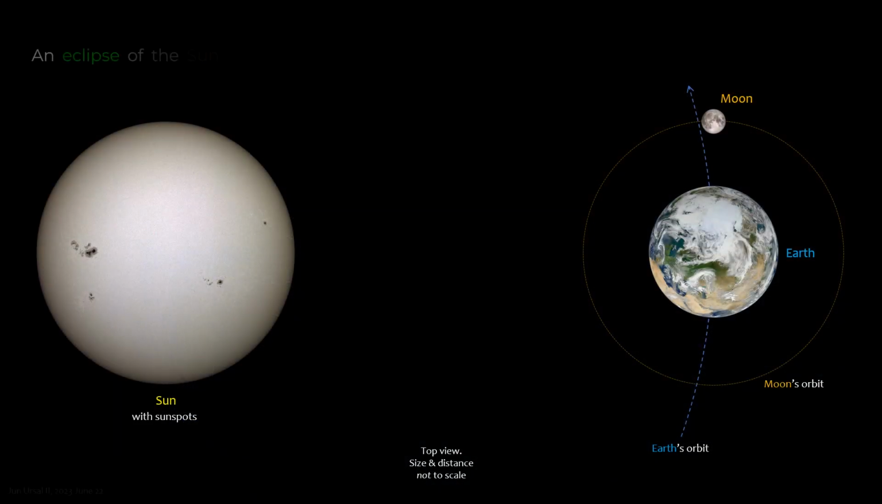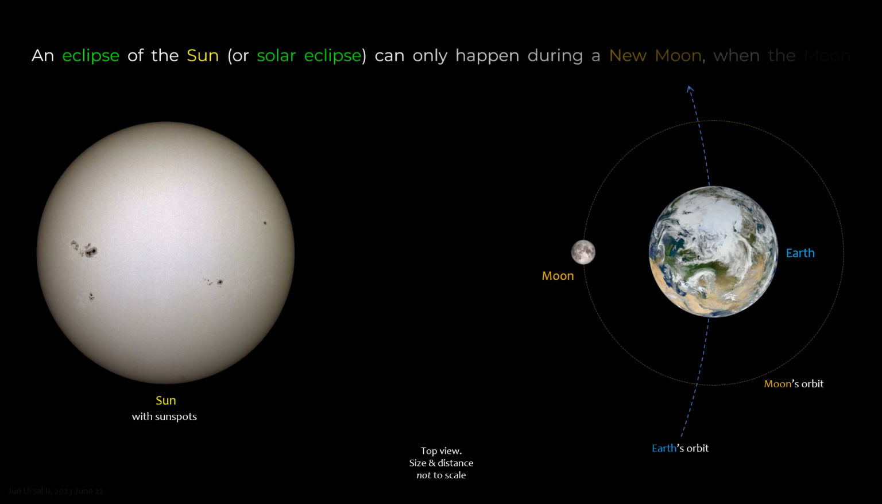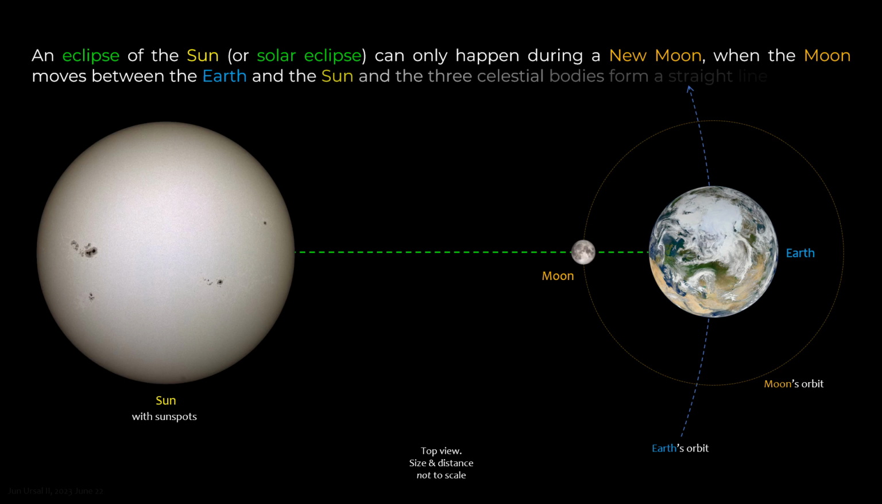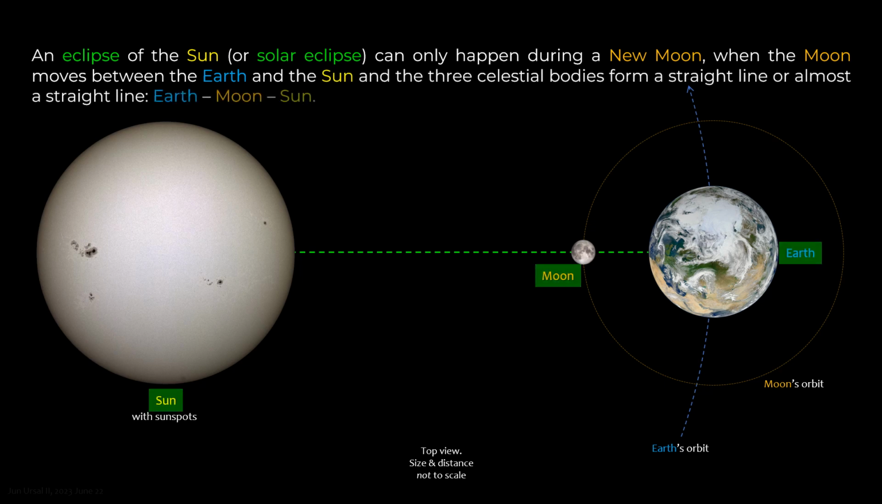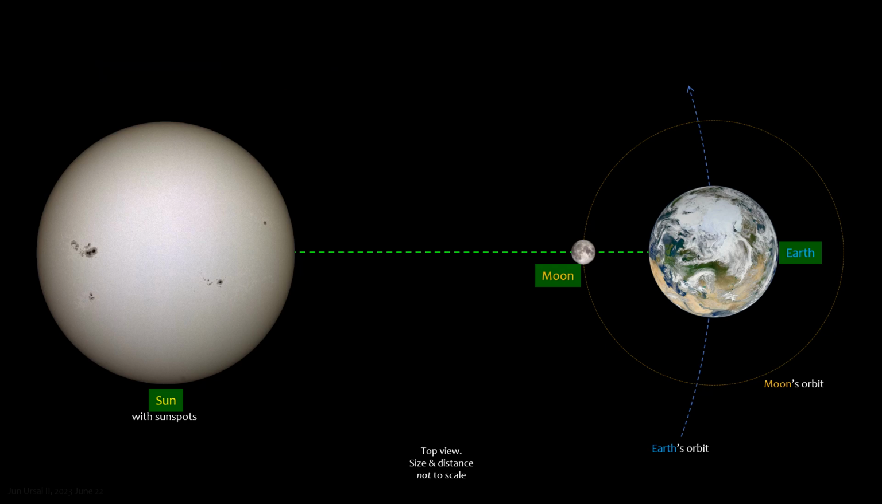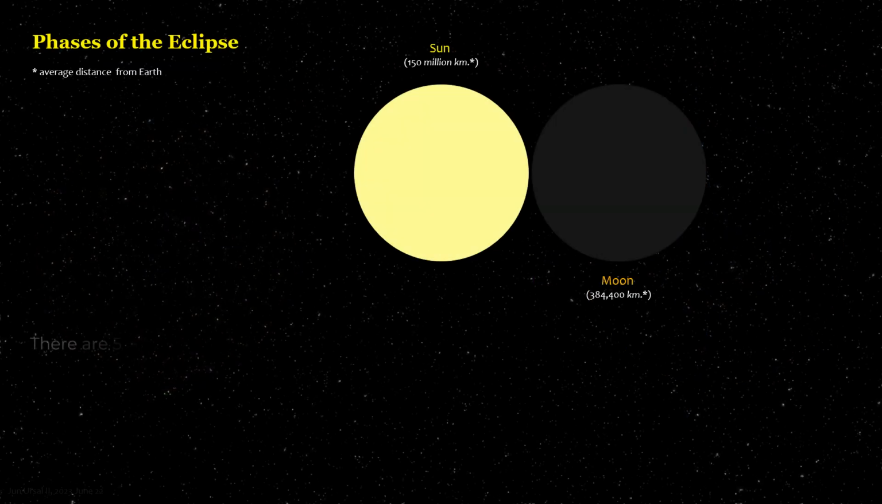An eclipse of the Sun, or solar eclipse, can only happen during a new moon, when the Moon moves between the Earth and the Sun and the three celestial bodies form a straight line or almost a straight line: Earth, Moon, Sun. There are 5 stages in a total solar eclipse.